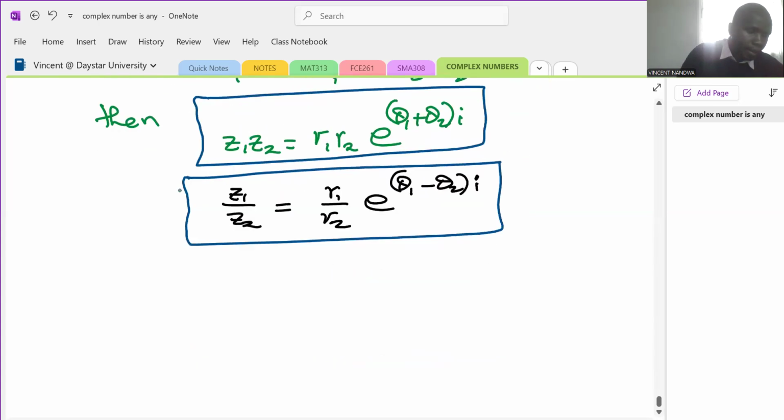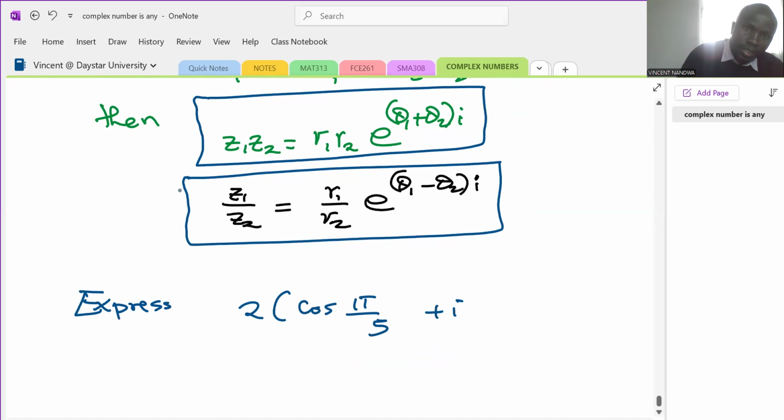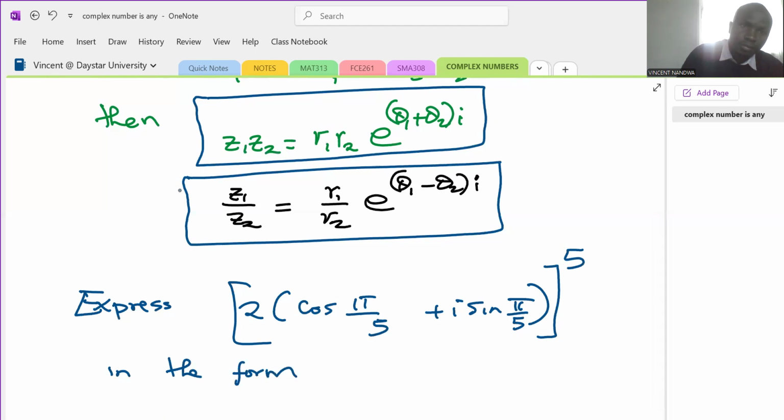So, for example, express 2 (cos pi over 5 plus i sin pi over 5) raised to power 5 in the form a plus bi, where a and b are real numbers.